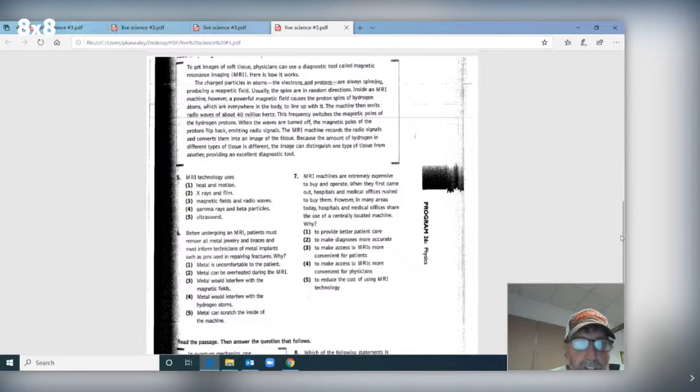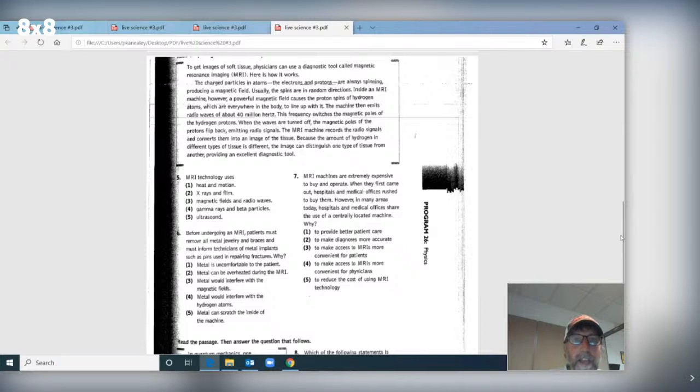Number three, metal will interfere with the magnetic fields. That one's a possibility, so we'll keep that one. Four, metal would interfere with the hydrogen atoms, possibly. And five, metal can scratch the inside of the machine. Probably not a big deal. So we're going to cross five out because we know that's not it, and then we're going to cross one and two off. So it just leaves us with three and four.